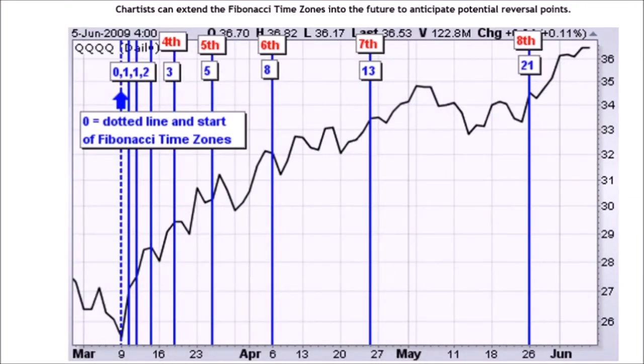Chartists can extend the Fibonacci time zones into the future to anticipate potential reversal points. The slow start in the Fibonacci sequence creates relatively tight clustering at the beginning of the Fibonacci time zones. Sometimes, it is necessary to ignore the first 5 or so time zones. After that point, the zones expand quite quickly as the sequence unfolds.